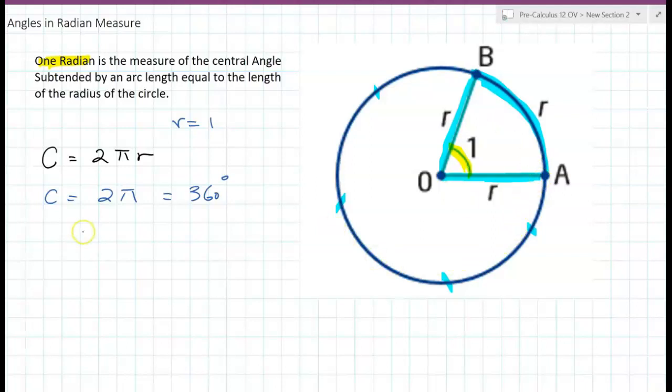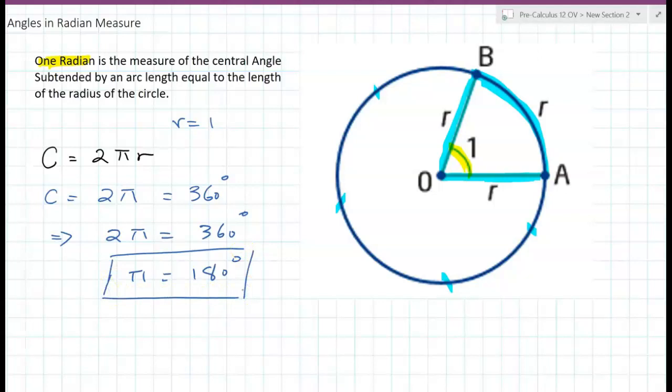So we can actually now write the relationship between the radian measures: pi will be equal to 180 degrees. This is the very basic radian degree relationship. Let me go ahead and rewrite that. So pi radians equal to 180 degrees.